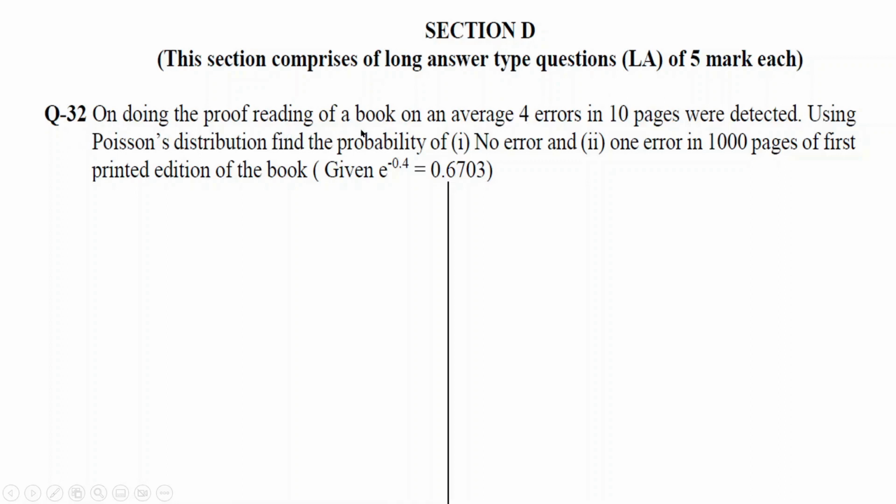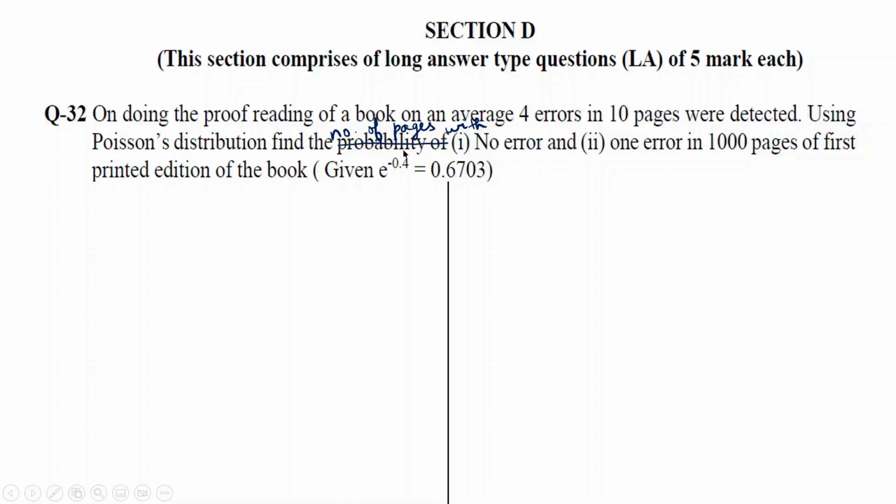On doing the proofreading of a book, on an average, 4 errors in 10 pages were detected. Using Poisson's distribution, find the number of pages with no error and 1 error in 1000 pages of first printed edition of the book. Given e raised to minus 0.4 is 0.6703.